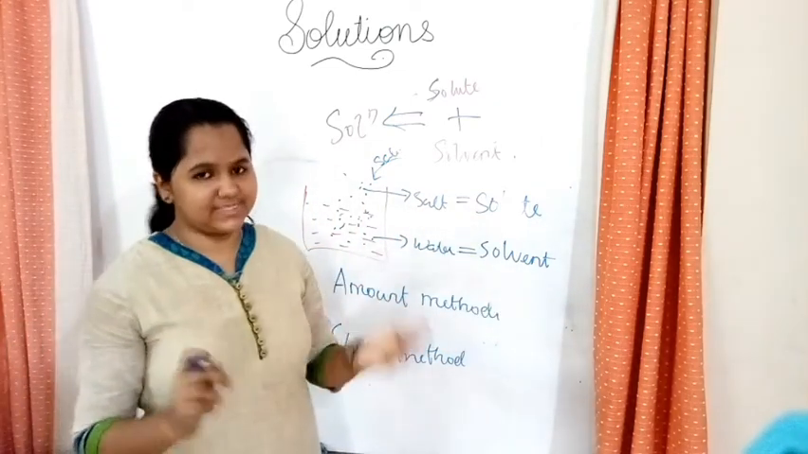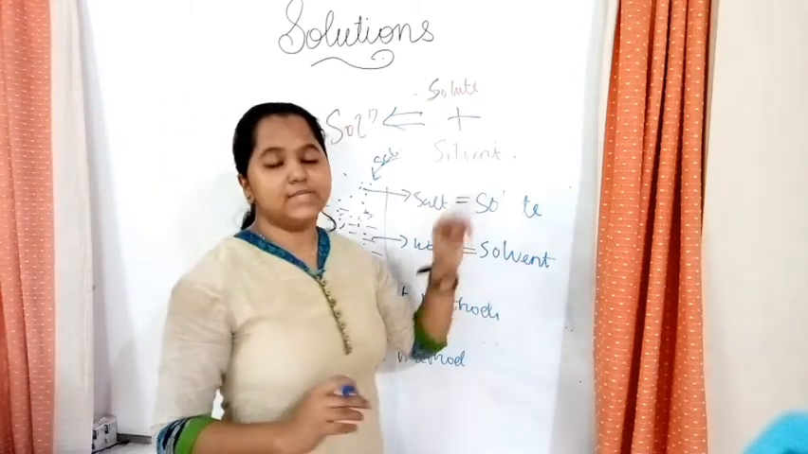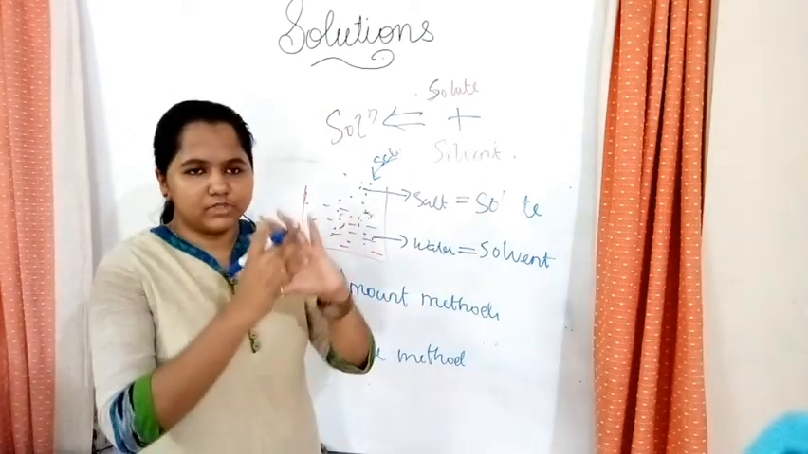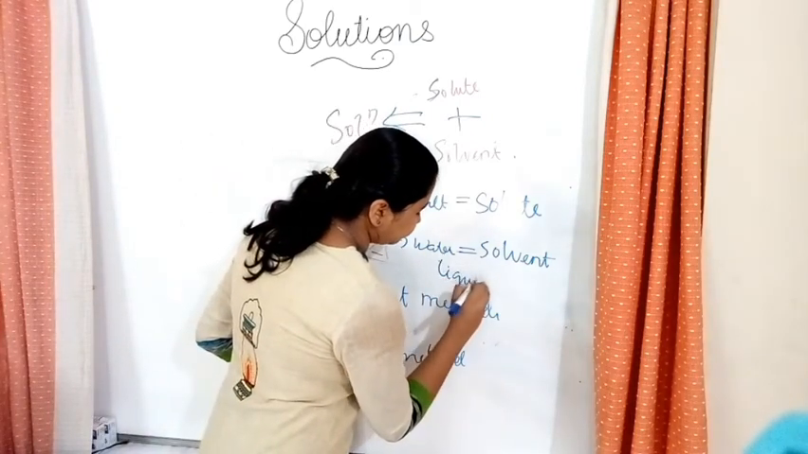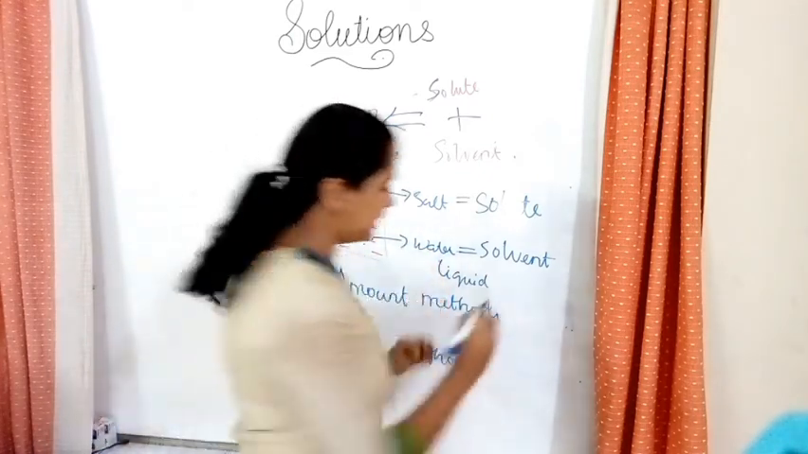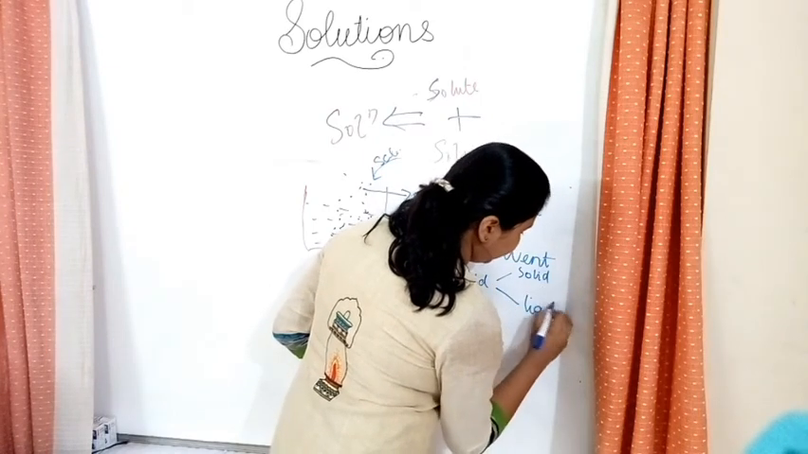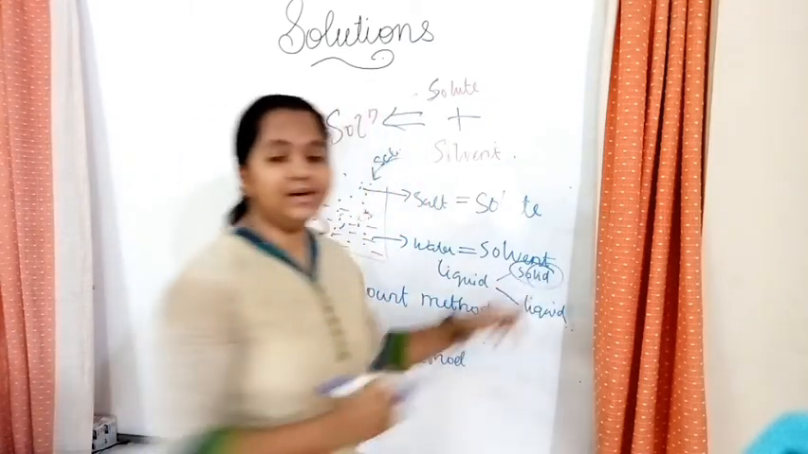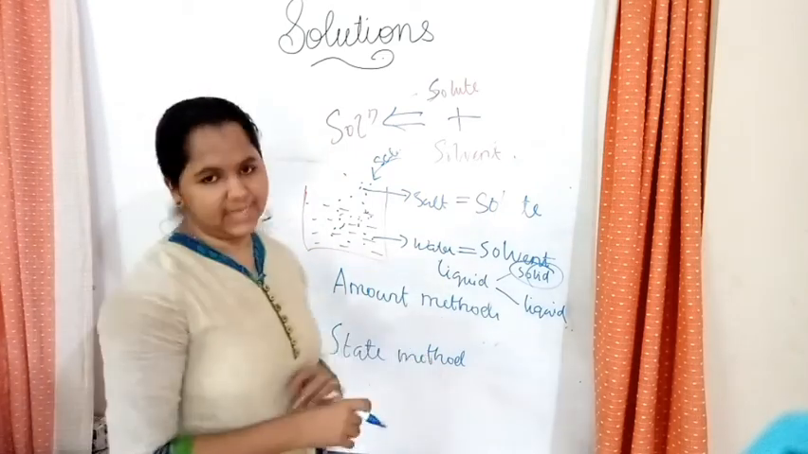And to talk about the state, if you take this solution, you look at the state of the solution. Let's say the state of the solution is liquid, and you know the components are a solid and a liquid. Then what is the conclusion? That the solid would be the solute and the liquid would be the solvent. That is the state method.